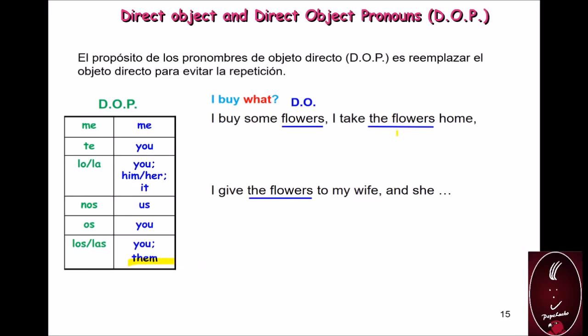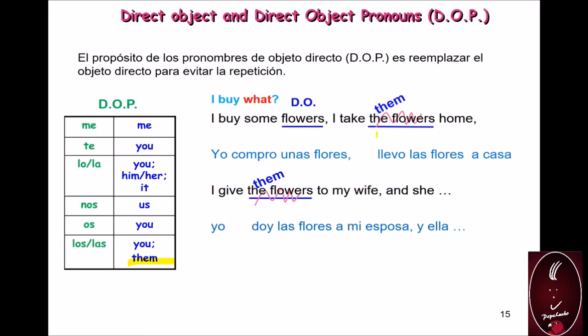So remember, the purpose of this direct object pronoun is to replace the direct object to avoid repetition. So I replace this and I use the direct object pronoun. It will be: I take them home, I give them to my wife, and you know the rest of the story. That's the way direct object and direct object pronouns work in English. Let's see how those pronouns work in Spanish.